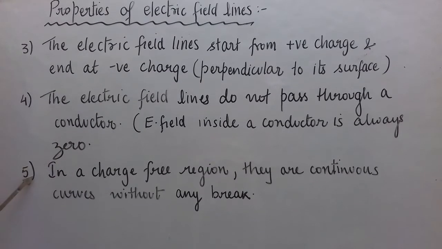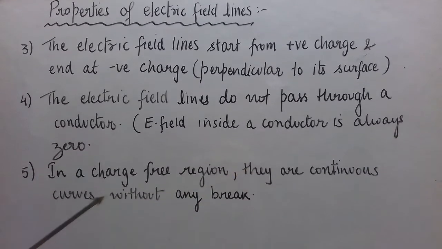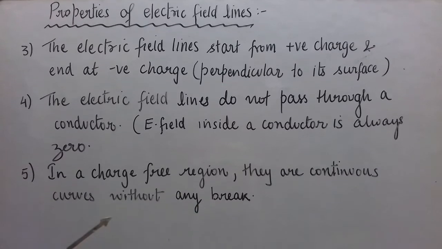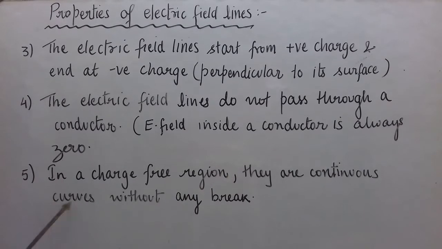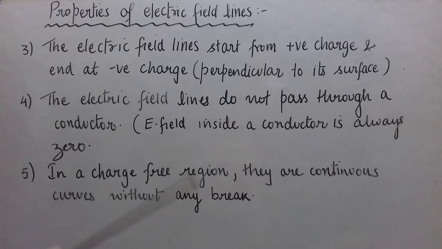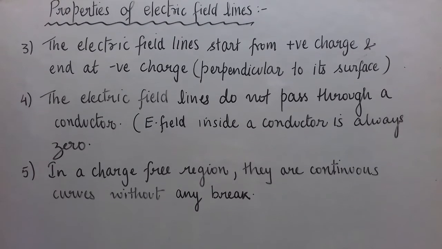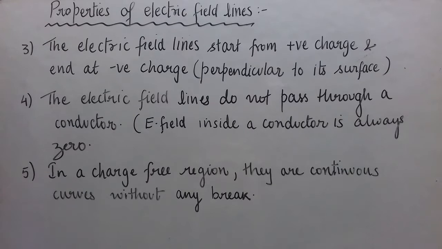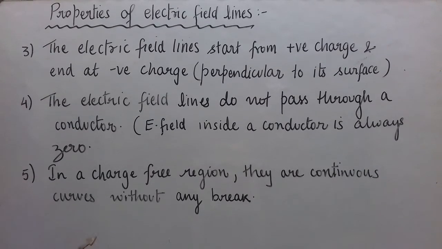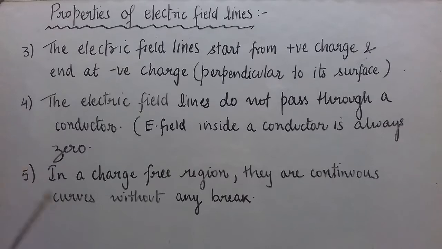And fifth property is, in a charge-free region, they are continuous curves without any break. You can just write this much also, that electric field lines are continuous curves without any break. Remember, in the magnetic field lines we write they are closed continuous loops. But in this case they are not closed continuous loops, they are continuous curves without any break. I hope you will learn the properties and try to understand those properties with the help of electric field diagrams now, and then the properties will be clear to you.